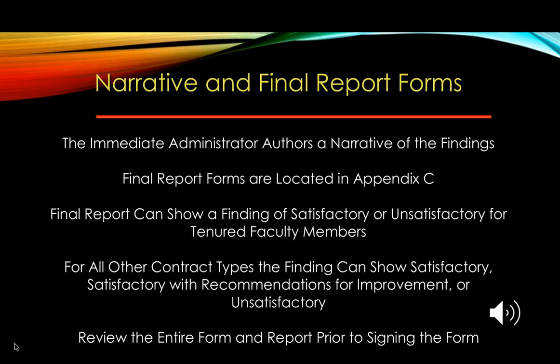Final report forms are located in Appendix C. These forms are used to transmit the findings of the evaluation and signature of the evaluation committee members. The final report can show a finding of satisfactory or unsatisfactory for tenured faculty. For all other contract types, the finding can be satisfactory, satisfactory with recommendations for improvement, or unsatisfactory. Please make sure to review the entire form and evaluation report prior to signing the final report.